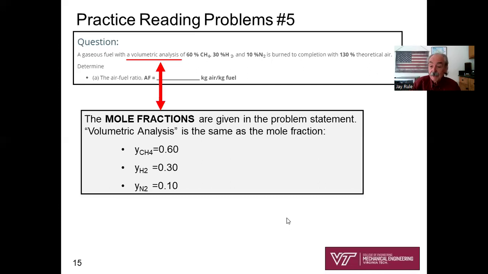Let's move to another example problem reading. Problem on a 5th one, it says, I've got to move my Zoom menu, so just pardon me a second. Here we go.